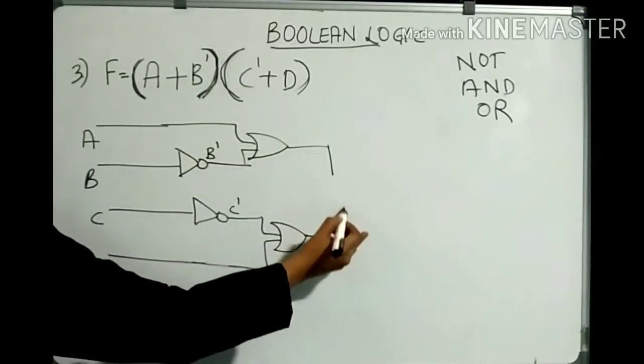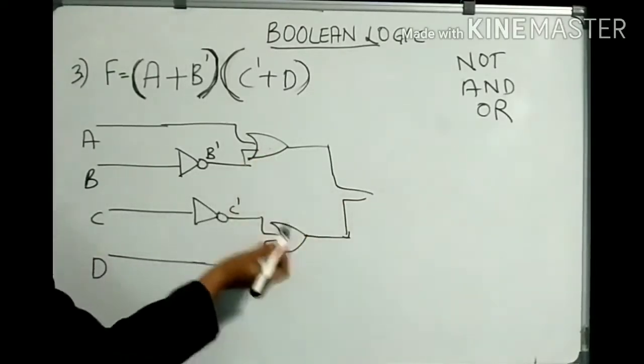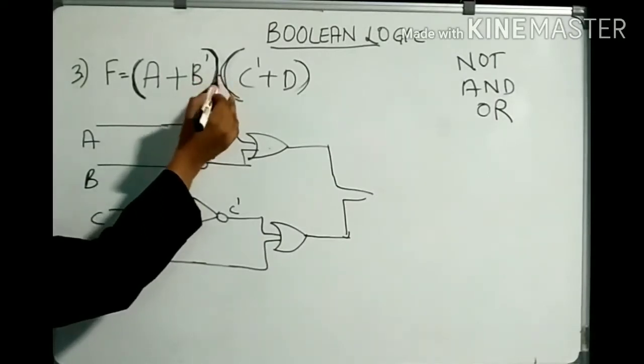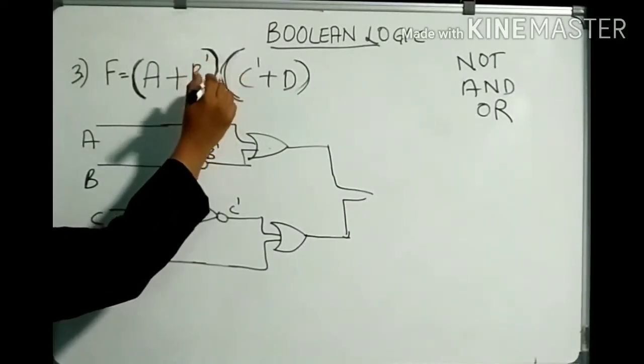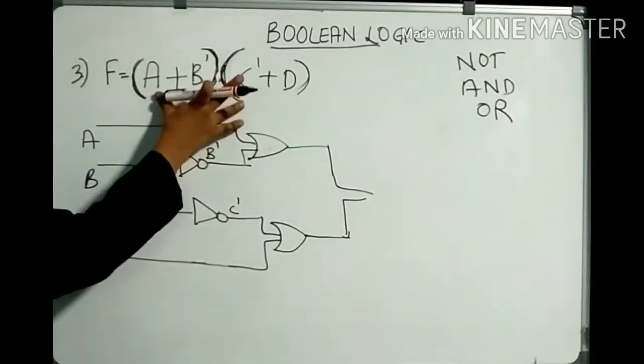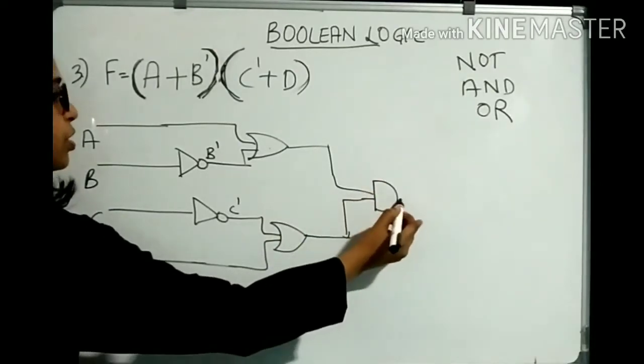Now, finally, what is happening? These two things we have to AND, because there is a dot in between them, or if there is no dot also, it means there should be AND between these two components. So how do we draw the AND gate? This is how we draw the AND gate.